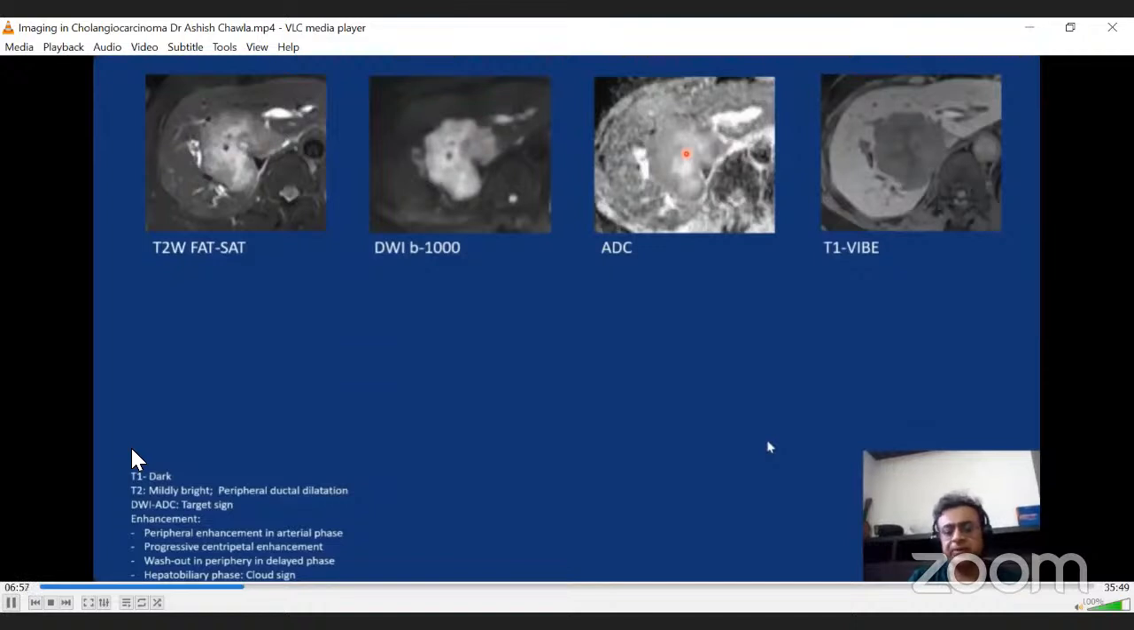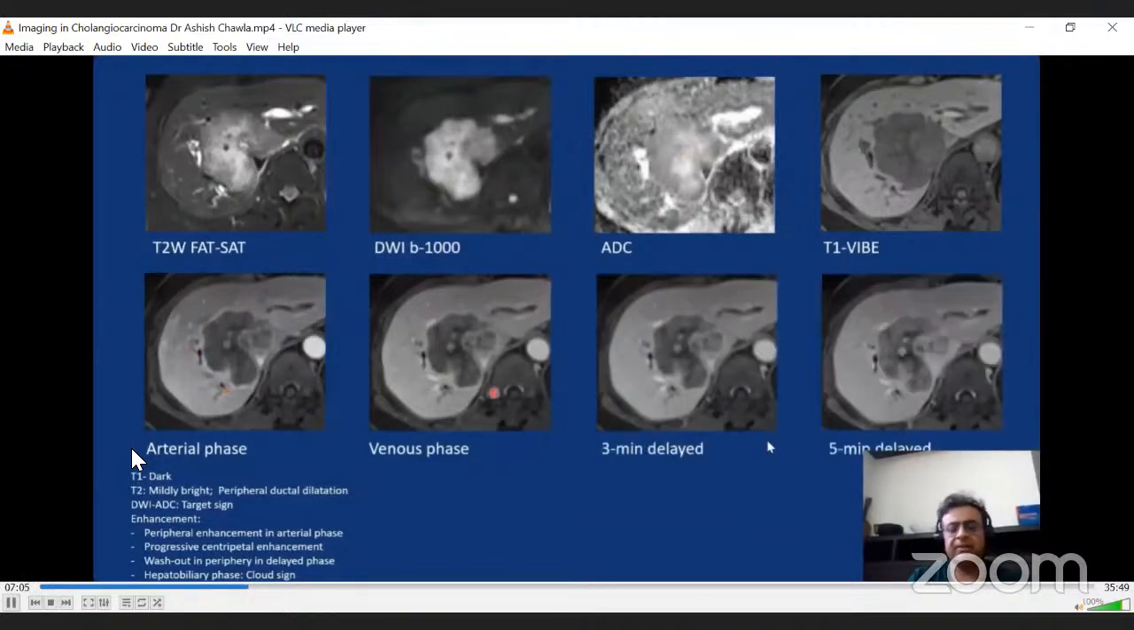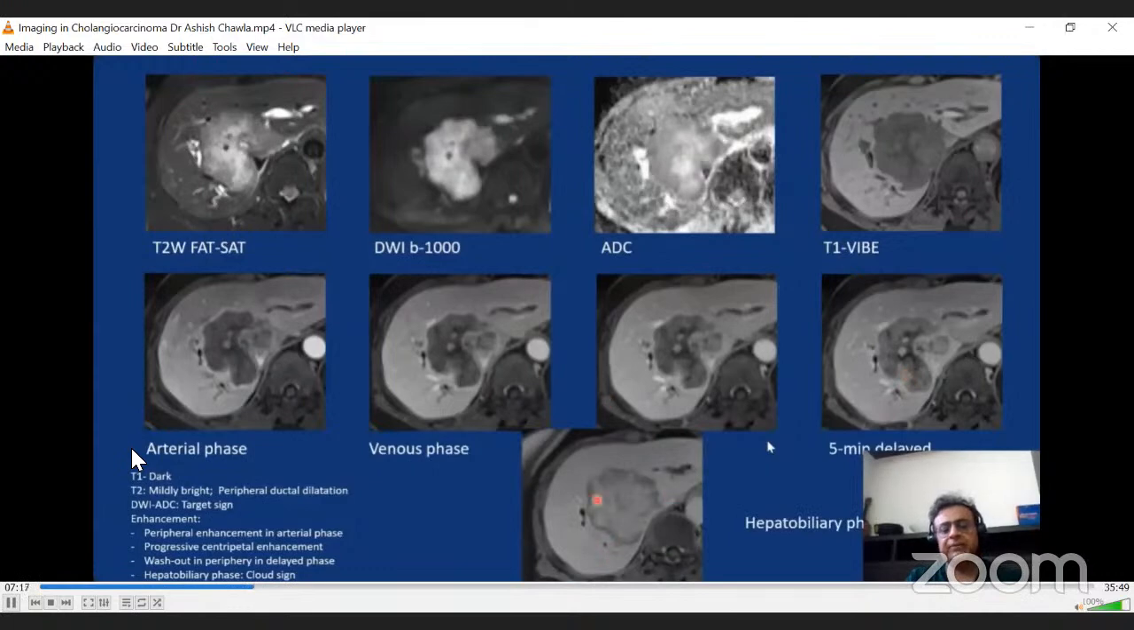The tumor is hypointense on T1 weighted images. In the arterial phase, there is classical peripheral rim-like enhancement. And in the venous phase and the 3-minute and 5-minute delayed phases, there is progressive enhancement. See, the enhancement in this area becomes more dense with time. And in the hepatobiliary phase, what we are seeing is the classical cloud sign. So this is how a classical cholangiocarcinoma looks. Everything specific about it is present in this cholangiocarcinoma.